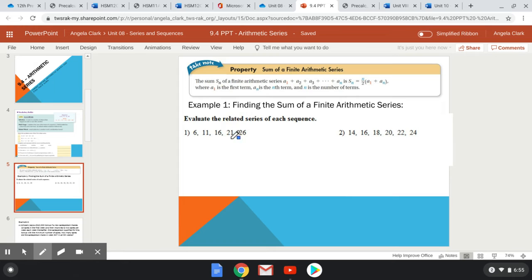For this series, I want to find the sum. I'm going to use this formula that says the sum is equal to the number of terms divided by 2 times the first term plus the last term. So we have to have the last term, therefore this has to be a finite series. I have five terms, so the sum over 5 terms equals the number of terms divided by 2 times the first term plus the last term.